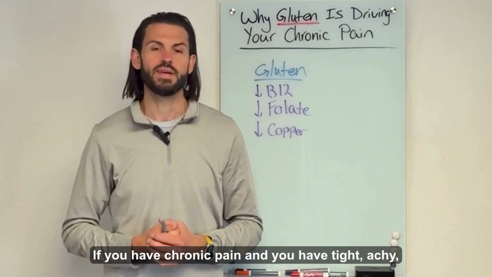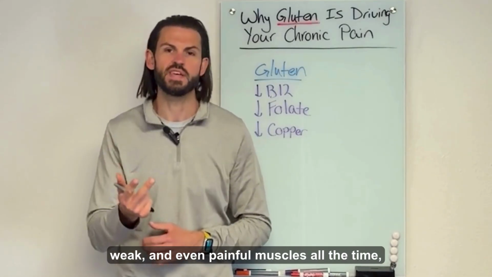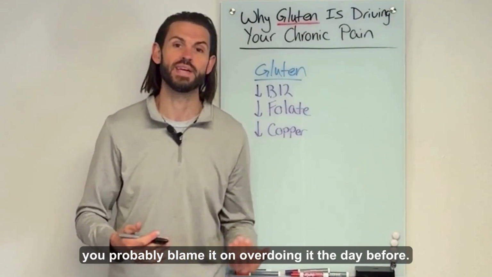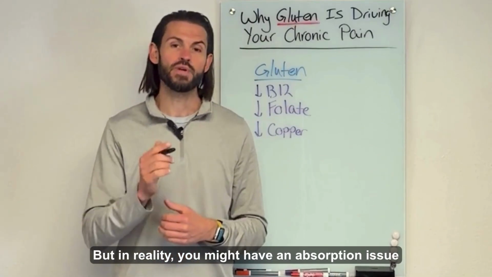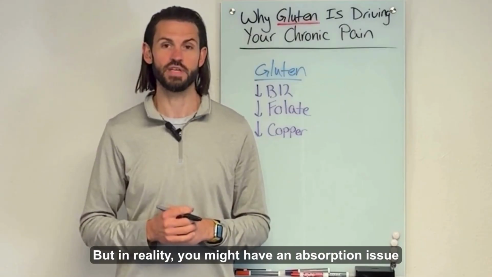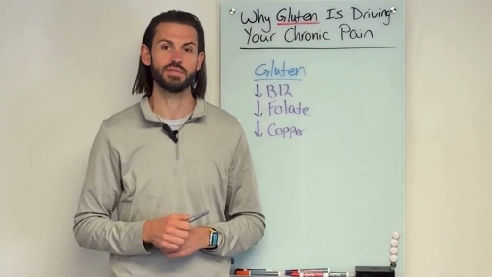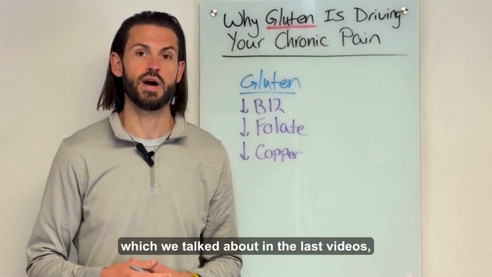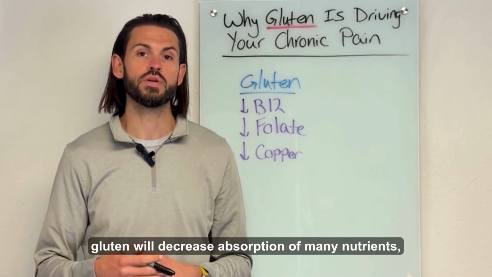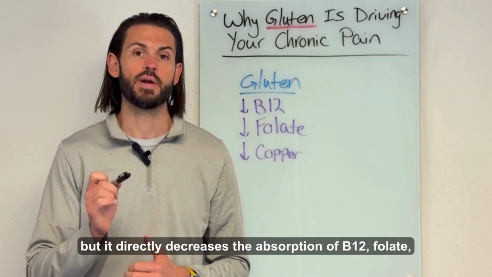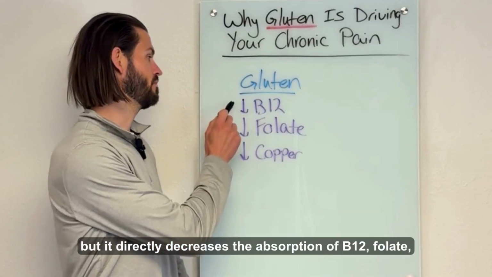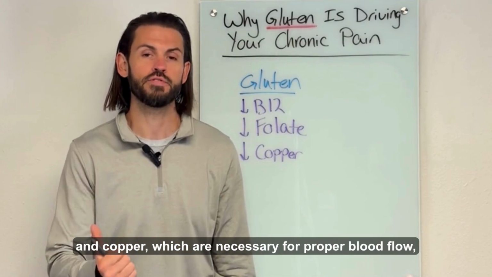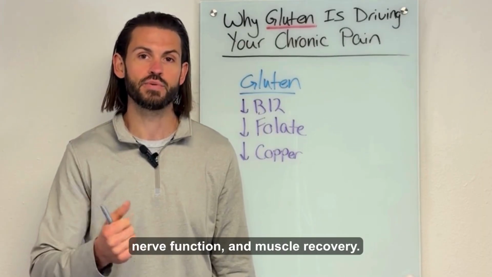If you have chronic pain and you have tight, achy, weak, and even painful muscles all the time, you probably blame it on overdoing it the day before. But in reality, you might have an absorption issue and it might be caused by gluten. Indirectly, through chronic inflammation and intestinal permeability, which we talked about in the last videos, gluten will decrease absorption of many nutrients, but it directly decreases the absorption of B12, folate, and copper, which are necessary for proper blood flow, nerve function, and muscle recovery.